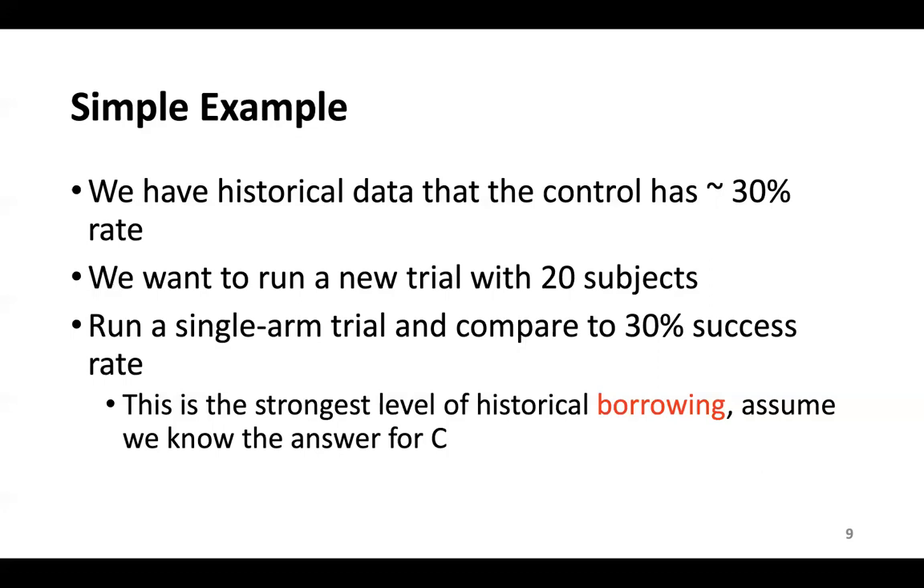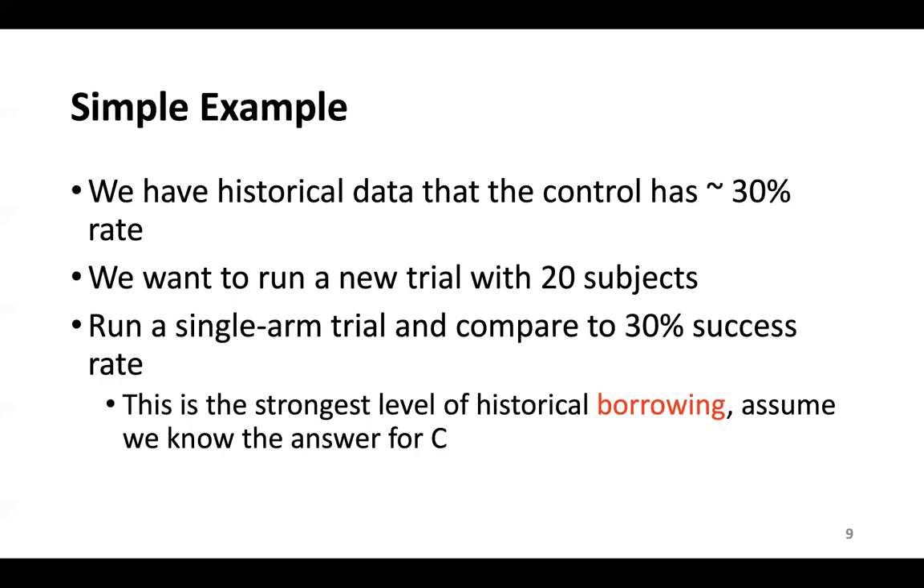One way to use that historical data is to run a single arm trial to compare to the 30% success rate. In some ways, this is the strongest level of historical borrowing, in that we actually assume we know this success rate for control C. So we're not going to use a prior for it. We're going to assume we know it's 30%. We're going to run a new trial, single arm for A, and it's going to compare to 30%.